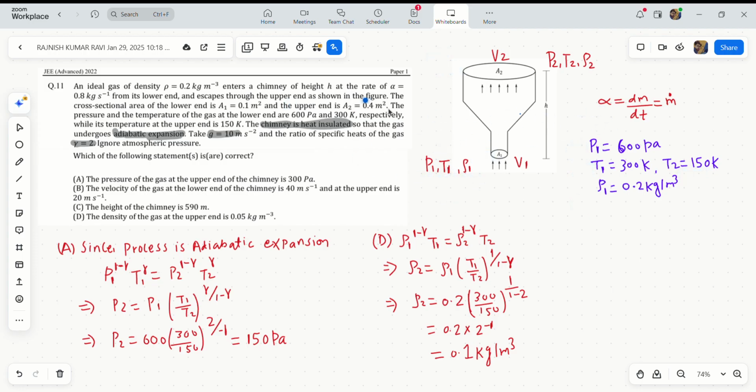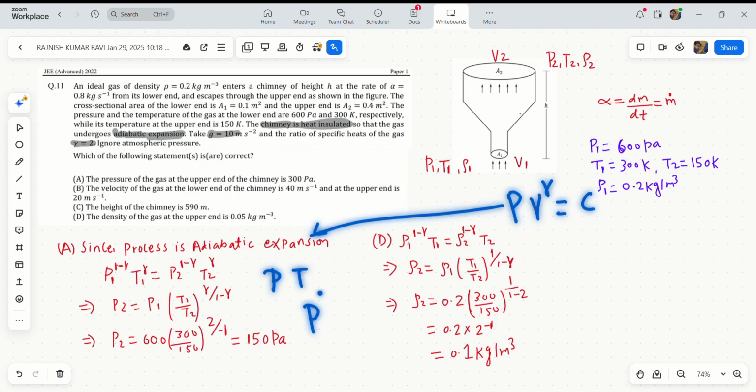Let me assume the mass entering the chamber per unit time as alpha. We can write it as dm by dt, so dm by dt is equal to m dot. In option A, since the whole process is adiabatic, it will follow the equation of an adiabatic process, P V to the power gamma is constant. If we write this equation in terms of pressure and temperature, then P raised to 1 minus gamma into T raised to gamma is constant.